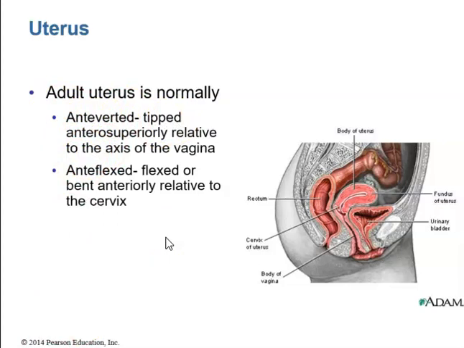The adult uterus is also anteflexed, so flexed or bent anteriorly relative to the cervix. Okay, so notice there's an X in anteflexed and there's an X in cervix. So anteflexed, bent anteriorly relative to the cervix. So anteverted, anteflexed.